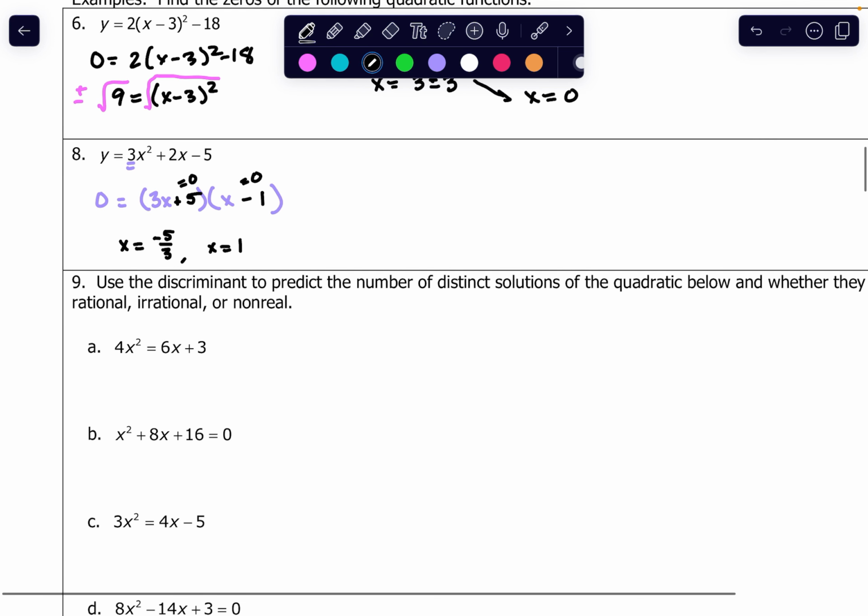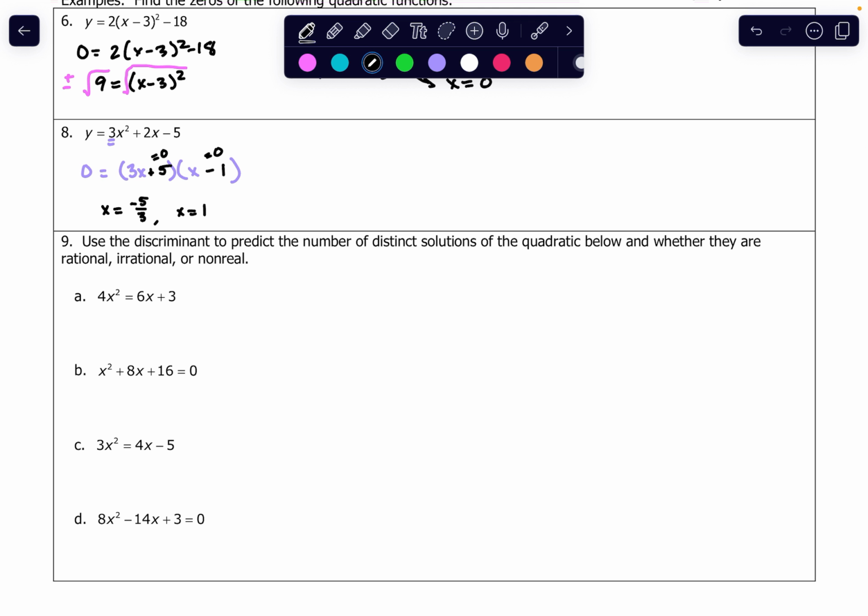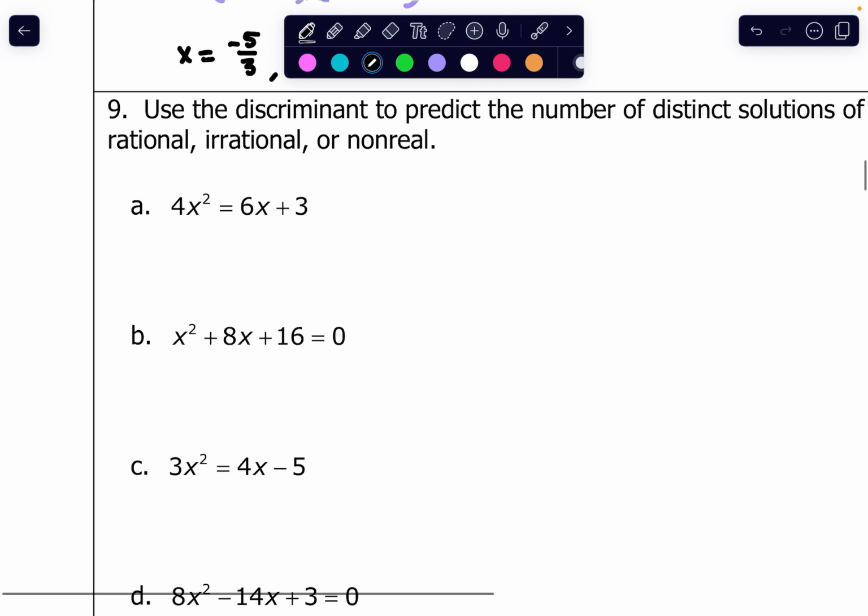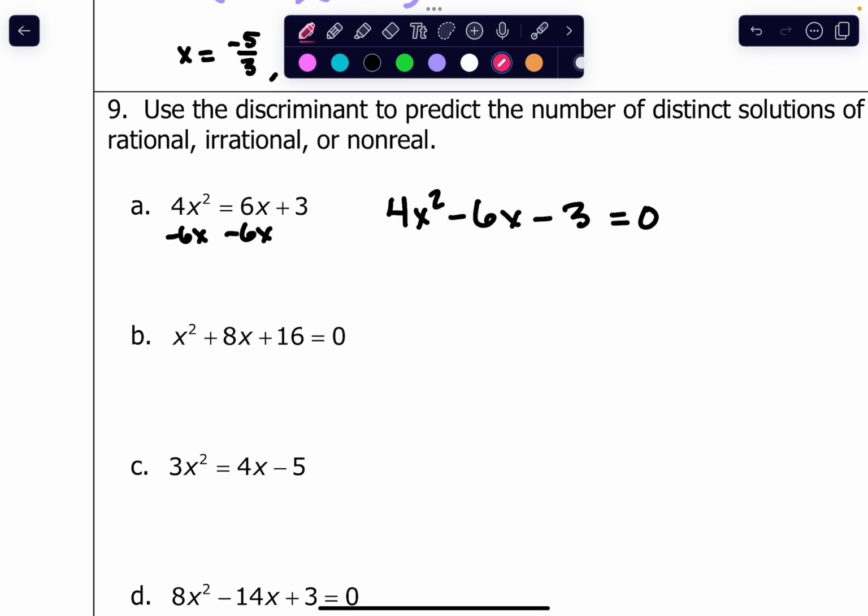Yippee! Here's where it asks us to use the discriminant to predict the number of solutions. One thing to note when you are using the discriminant is to make sure that it is in standard form, meaning that your quadratic is equal to 0. So I'm going to do that by subtracting 6x from both sides and also subtracting 3 from both sides to get the quadratic 4x squared minus 6x minus 3 is equal to 0. My a is the lead coefficient, my b is the linear term, and my c is the constant.